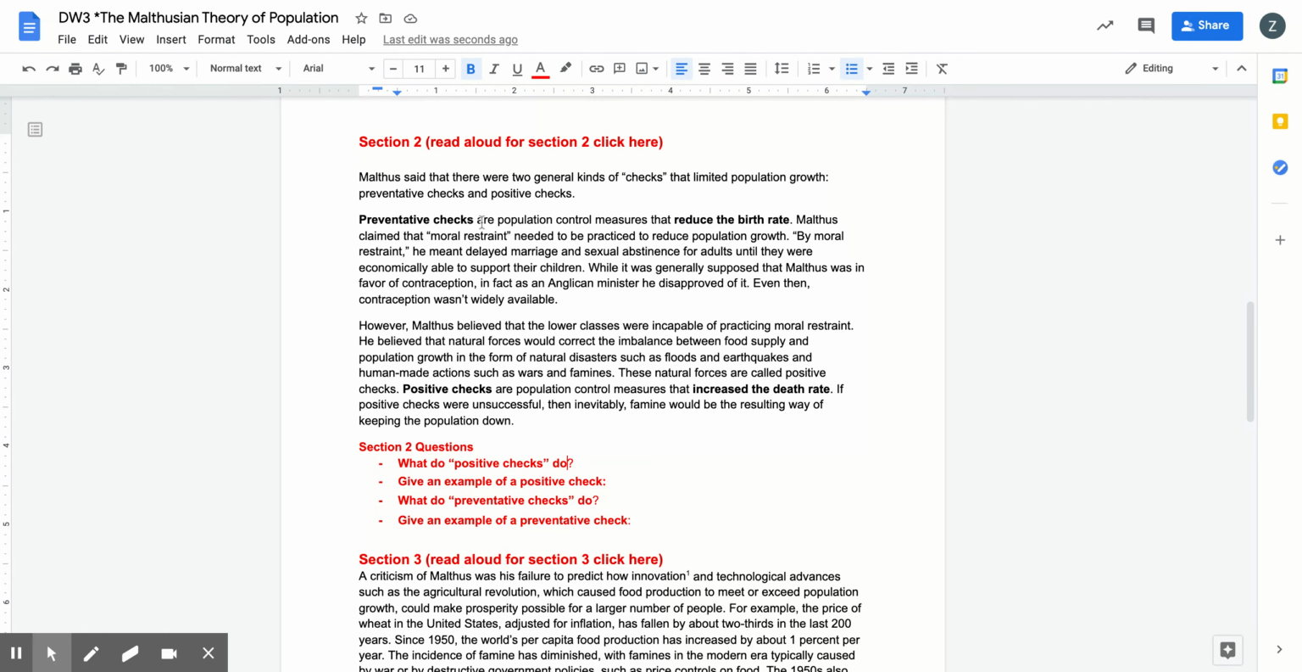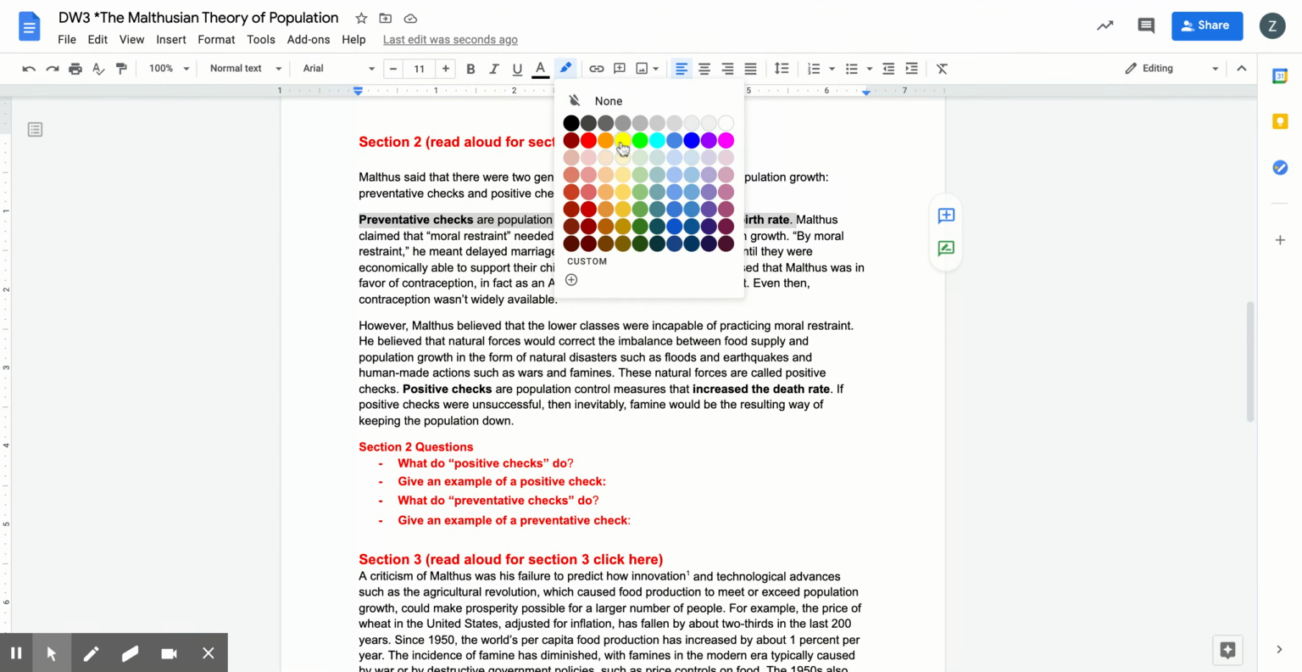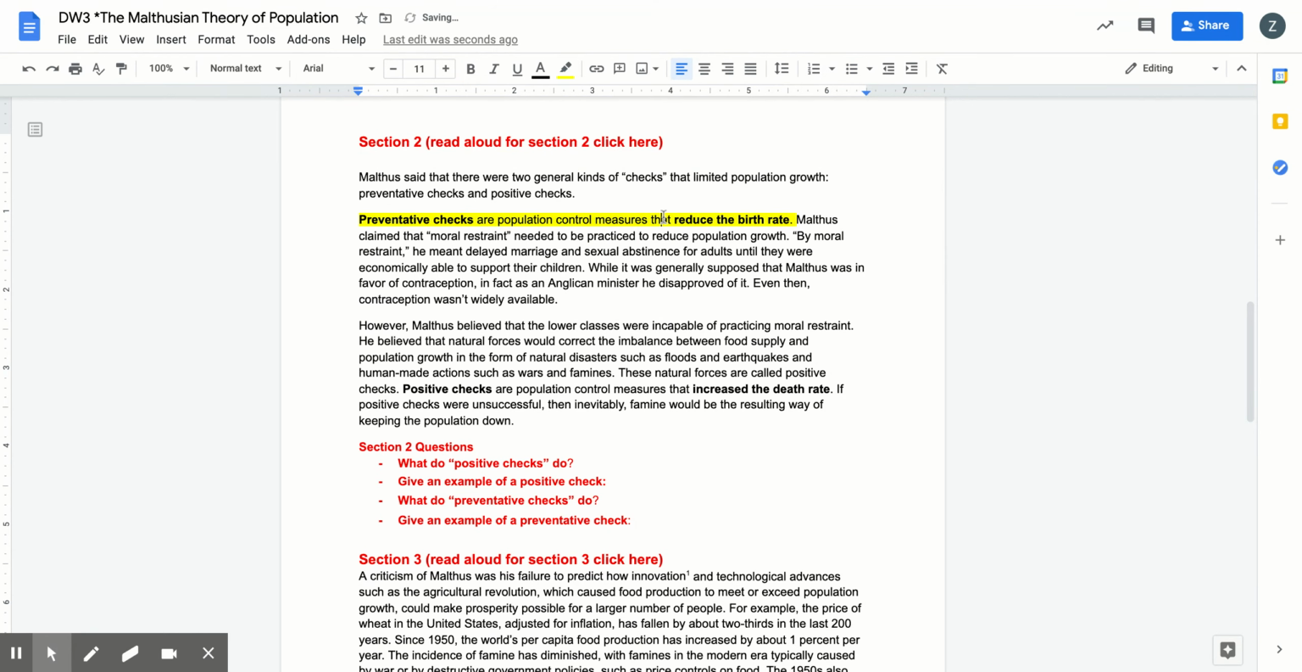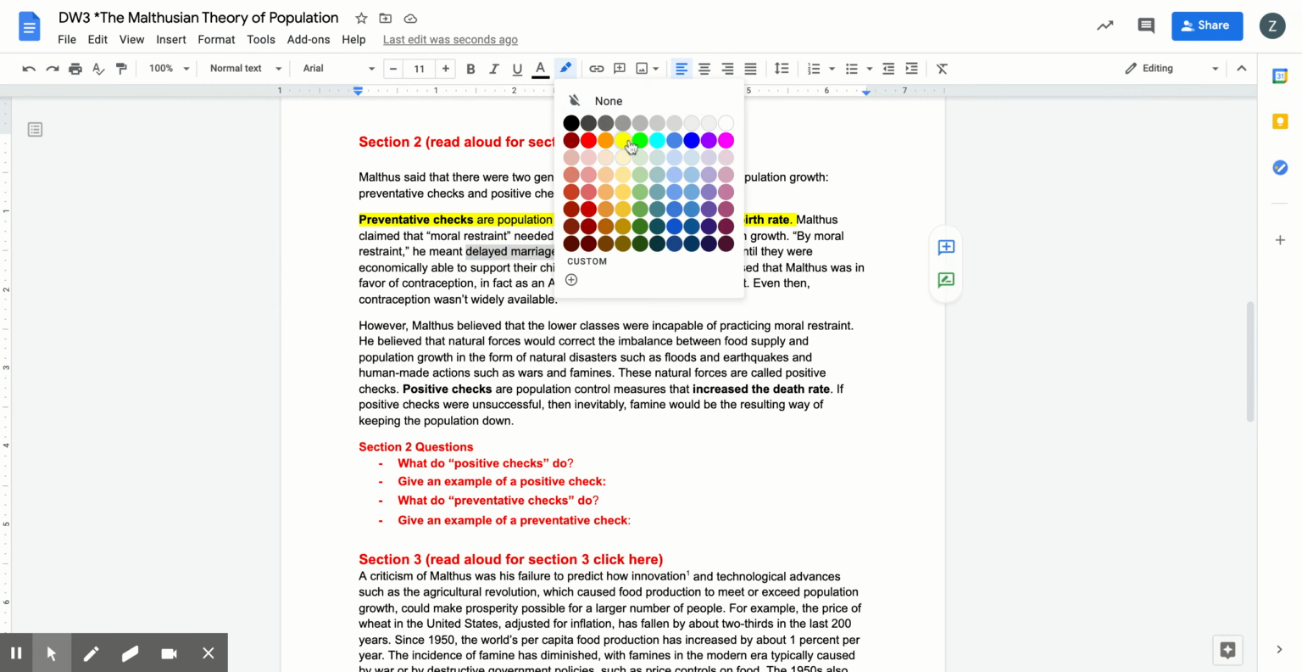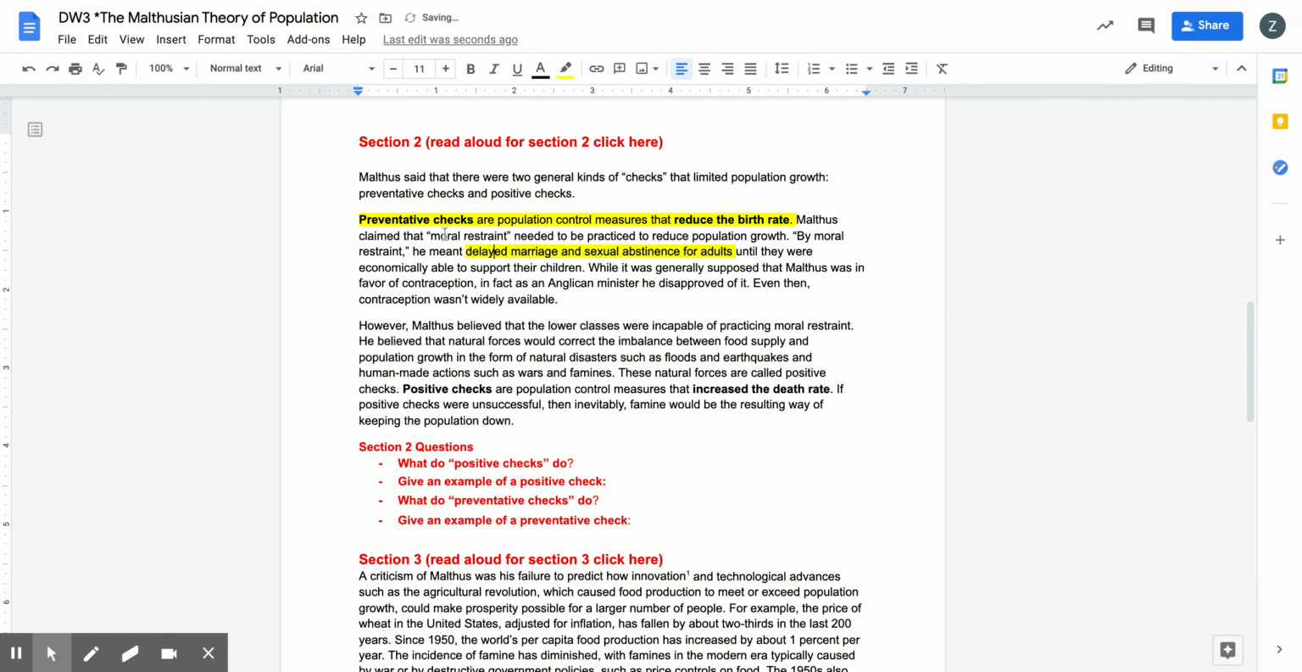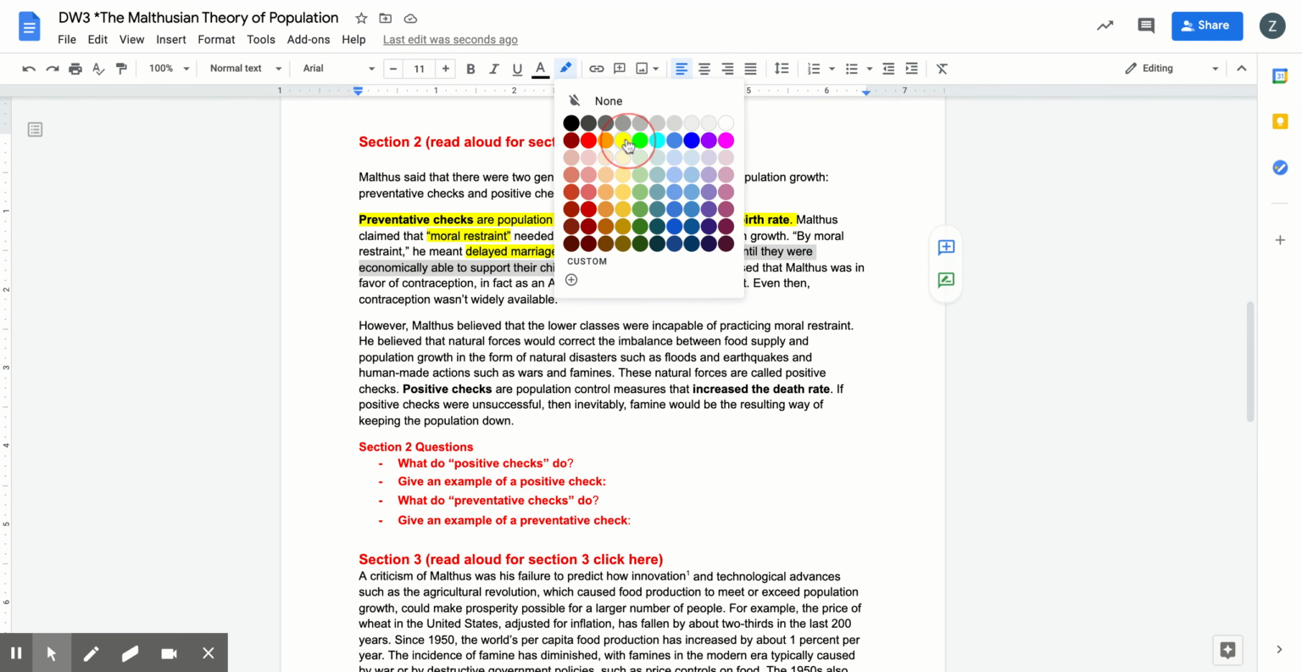Preventative checks are population control measures that reduce the birth rate. Malthus claimed that moral restraint needed to be practiced to reduce population growth. By moral restraint, he meant delayed marriage and sexual abstinence for adults. I'm going to highlight the term moral restraint and then highlight delayed marriage and sexual abstinence until they were able to economically care for their children.